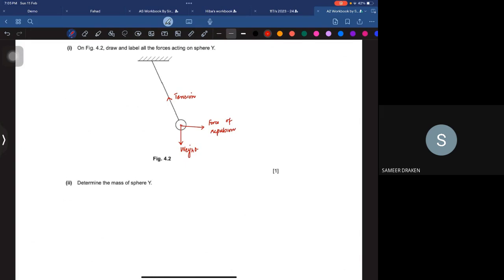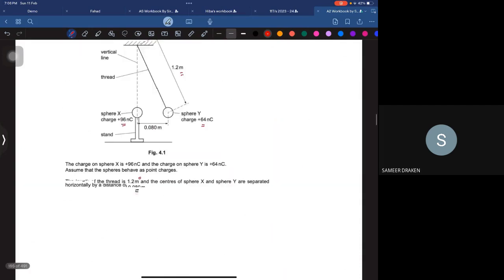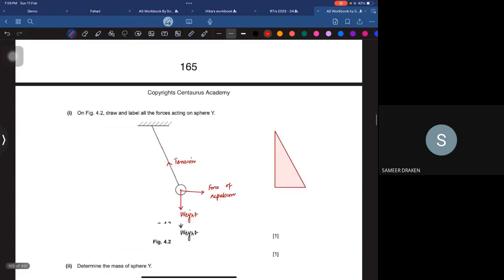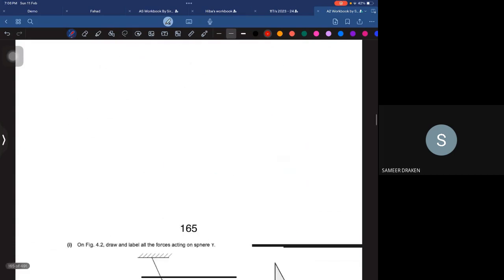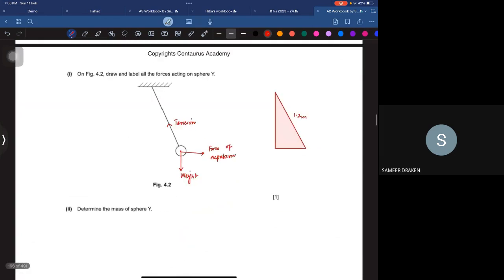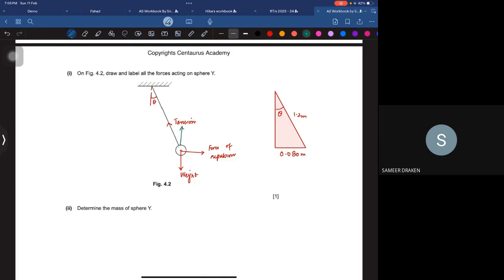First of all, I'm going to draw the triangle for this. Initially, the triangle would be like that. If you notice, this length is given as 1.2. This separation is 0.080. And we have to find this angle, because we need it to find the components of the tension. So this angle would be this one. We want to find this, right?